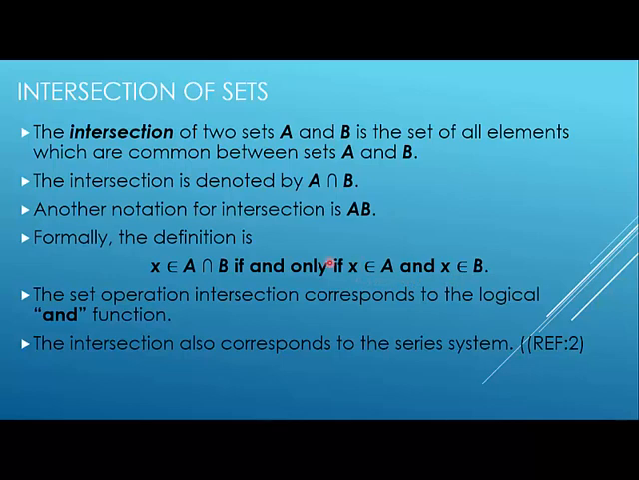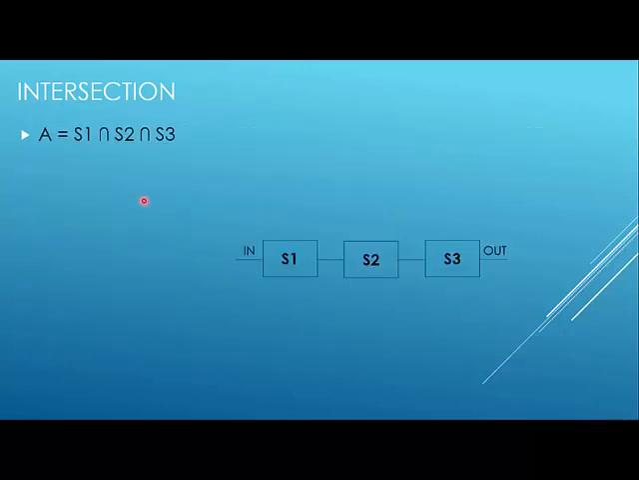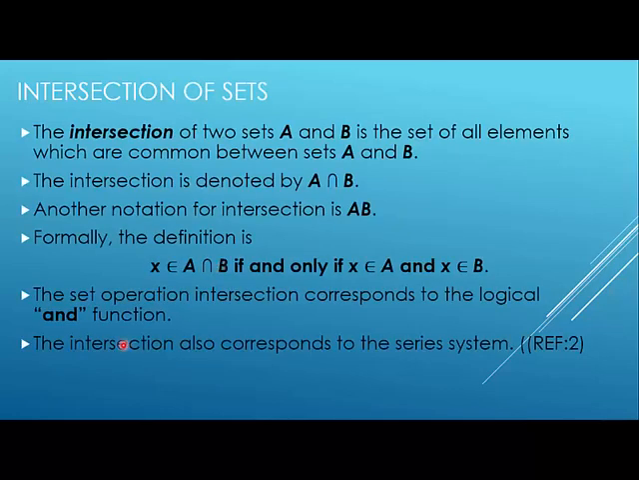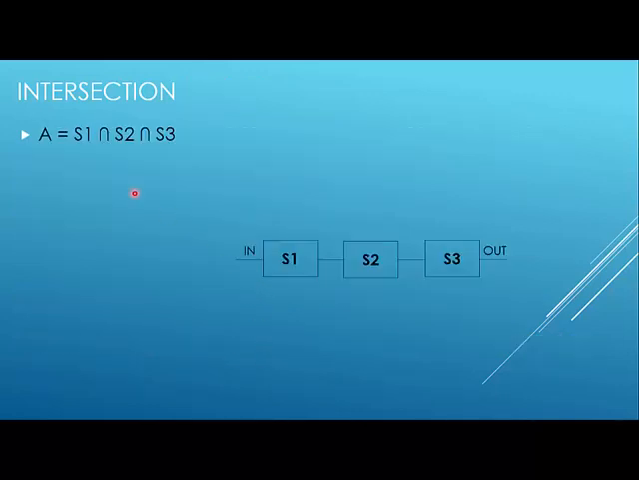So if there is an element which is present in both the sets A and B, then that element will be part of the intersection set of A intersection B. Here you can see the graphical representation of this statement, that the intersection also corresponds to the series system. Here we have shown you that S1 intersection S2 intersection S3 are combined in a series system.